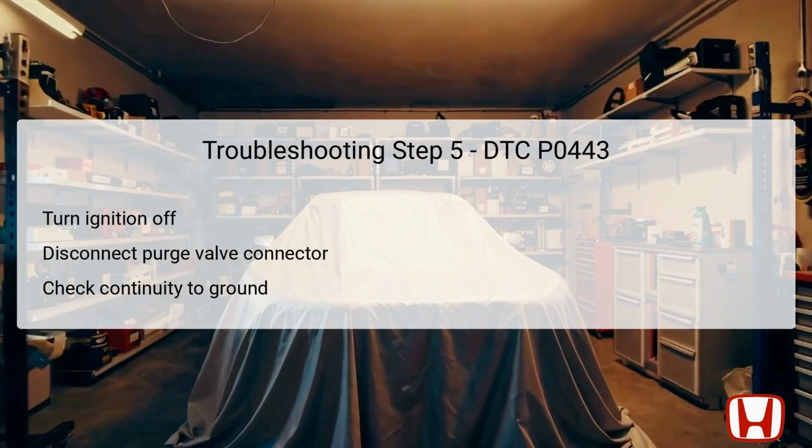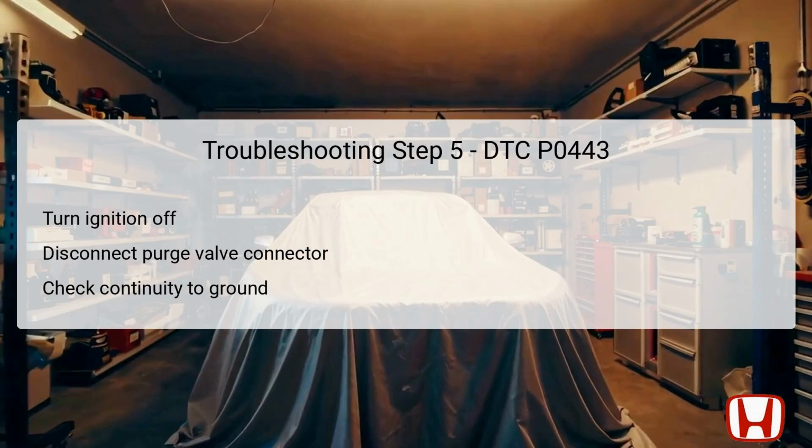If a vacuum was present, then turn the ignition switch to the lock position once again to power down the vehicle's systems. Proceed by disconnecting the EVAP Canister Purge valve 2P connector, which is a vital step in ensuring safe and accurate testing of the component.